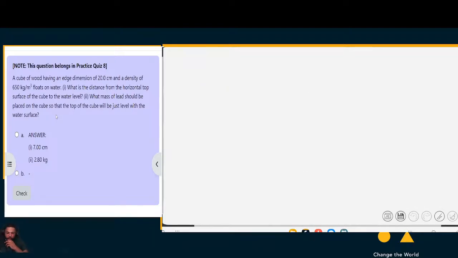Now, let's see what mass of lead should be placed on the cube so that the top of the cube will be just level with the water surface. It's like the applied force in the previous question, but in this case, the applied force will just be the weight of the lead. So in order for it to be completely submerged, the buoyant force must be equal to the force of gravity of the block itself plus the weight of this lead.